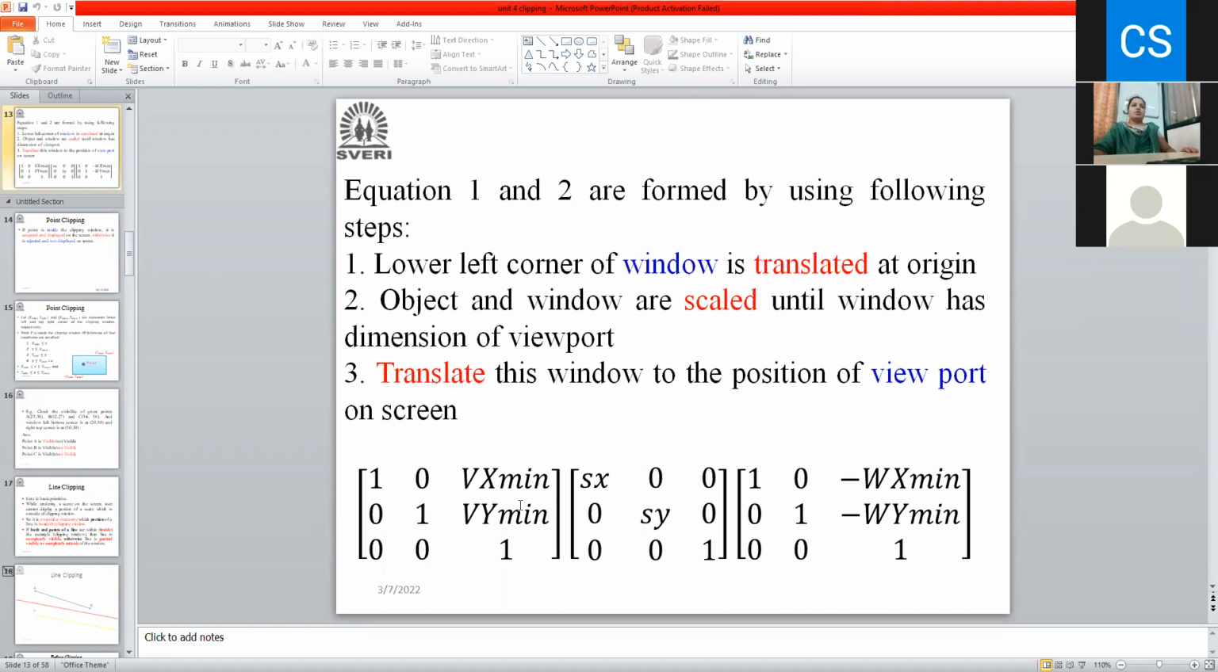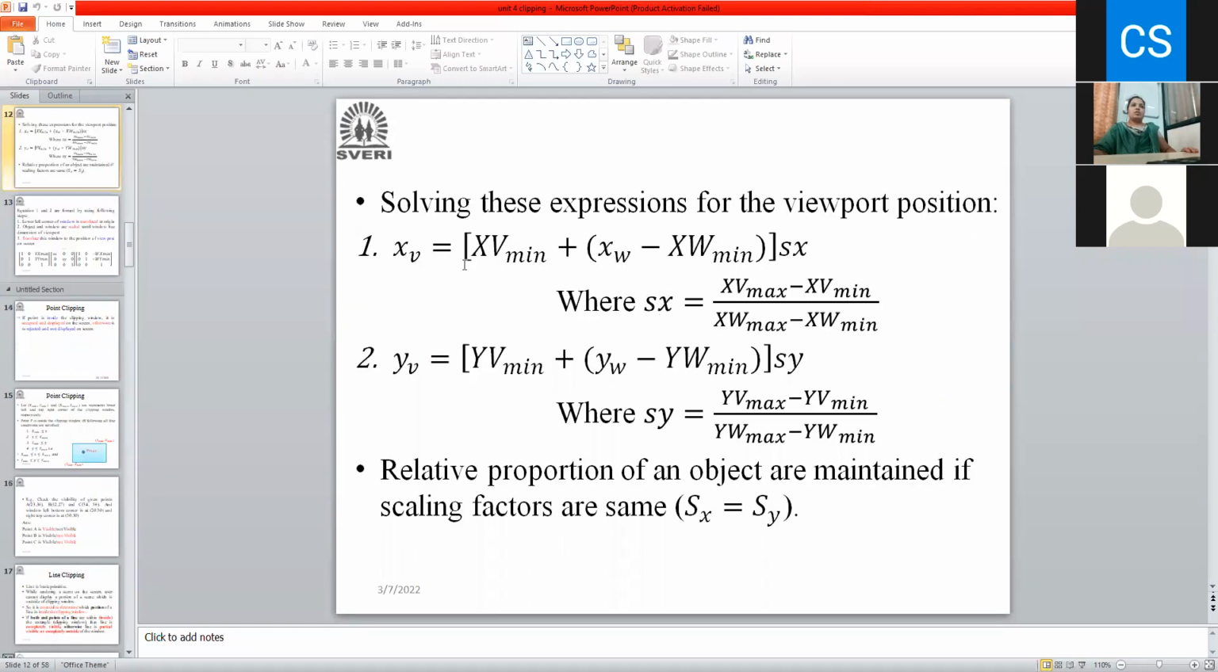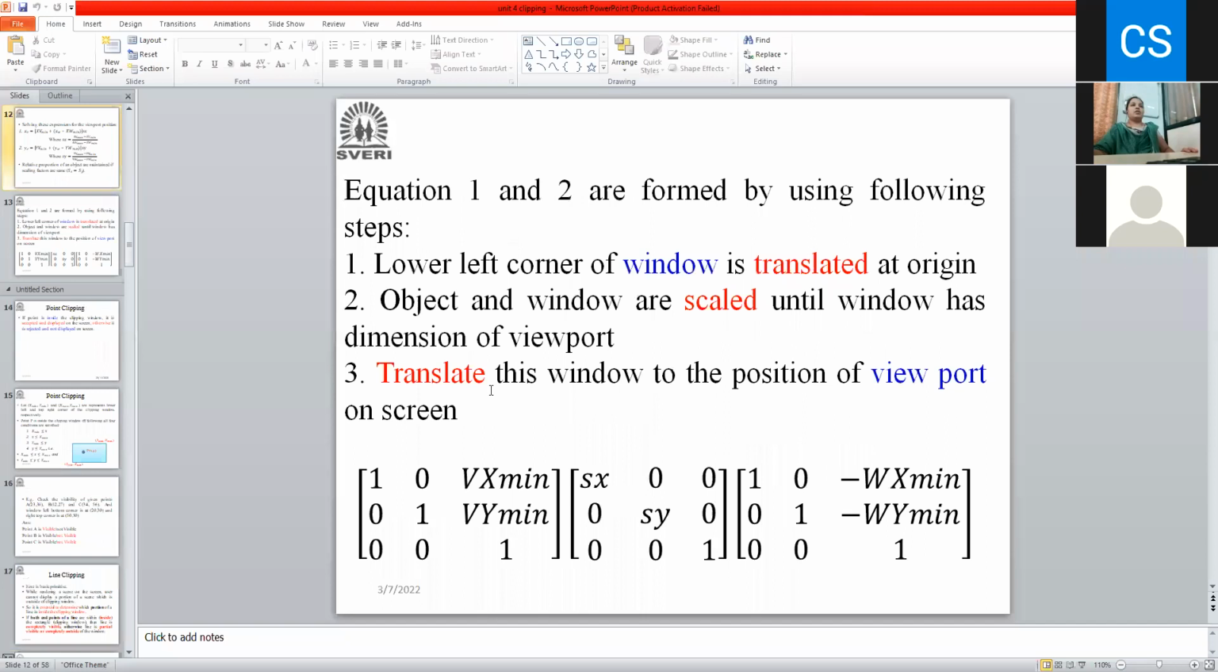In the earlier transformation, you are observing that Sx and Sy are the multiplying factors. That's why they are the diagonal elements according to the scaling. Then here xv min and yv min are added, and that's why these two are the kind of translation taking place. So xv min and yv min are represented in terms of a translation matrix. Sy and Sx are represented in terms of a scaling matrix.